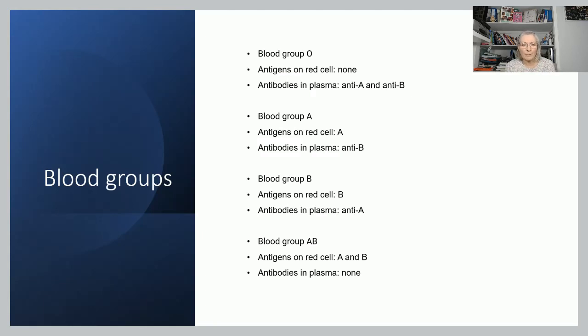And as you can see from the rest of the group, if you're blood group A, you will have A antigens on the surface of the red cell, and therefore you will have anti-B antibodies in the plasma. Likewise for B, you will have anti-A antibodies. And AB, you will have A and B antigens on the red cell, but no antibodies, because your body is used to that. That's part of your normal body. You've got both of those antigens.